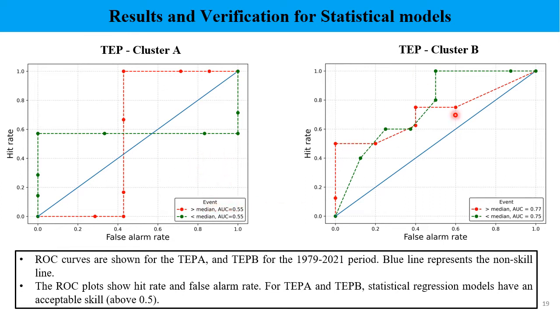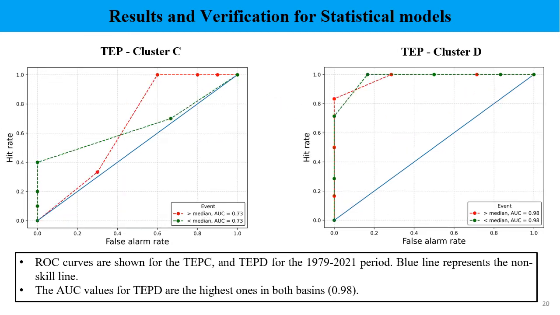For cluster B, you can see that we have the ROC curve above the line of no skill, and also for the cluster C and the cluster D. In fact, you can see that the cluster D is the one that has the best area under the ROC curve.